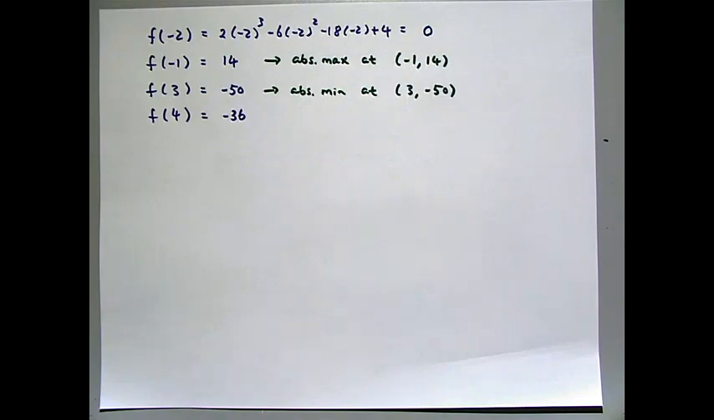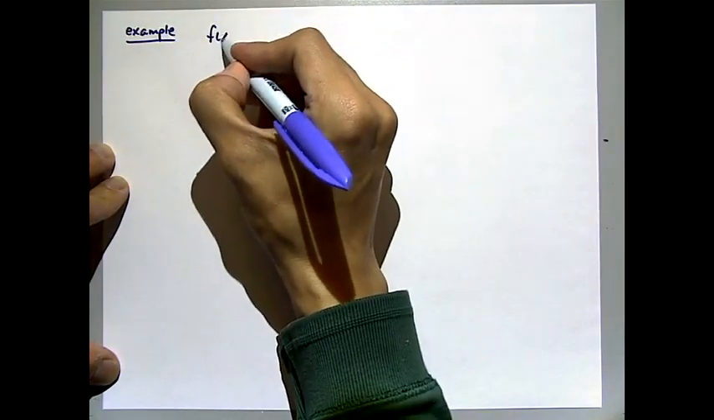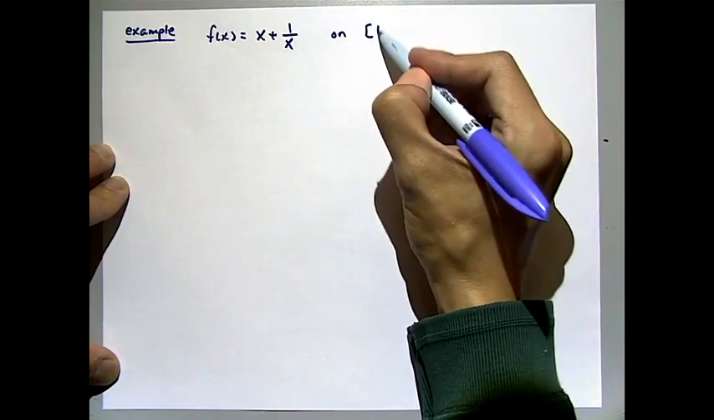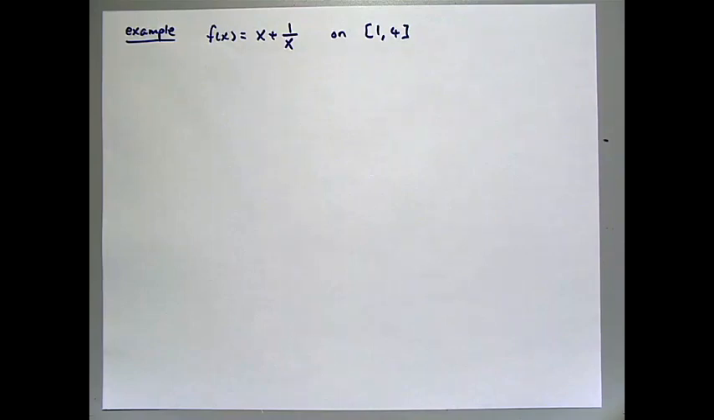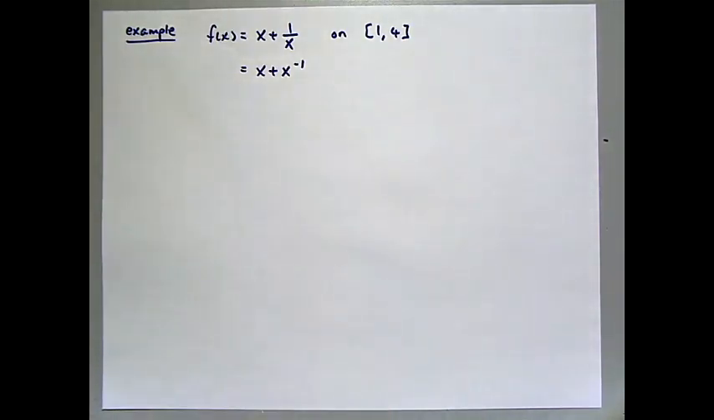Okay, let's do one more example. And in this next example, I want to point out something very important that you have to look out for. Let's look at x plus 1 over x on the interval from 1 to 4. Same set of procedures. We look for where the tangent line is horizontal. We look for where the tangent line is not defined. That's where a cusp or a corner could be. And then we compare to what happens at the ends and look for the max and min.